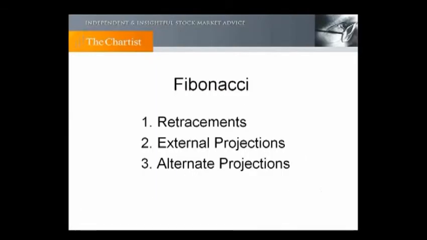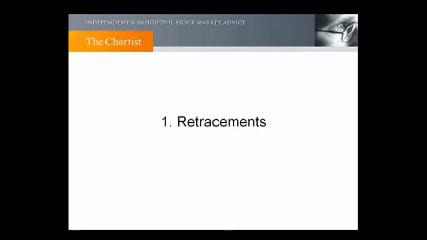Okay, we're going to start talking about Fibonacci retracements. We're going to be talking about external and alternate projections. This is where people can get caught up in analysis paralysis. Don't get too caught up on the measurements. At the end, I'm going to show you a summary of all the measurements, and I'm going to give you a spreadsheet that you can have a look at that has all those things on it. So Fibonacci retracements, external projections, and alternate projections as well.